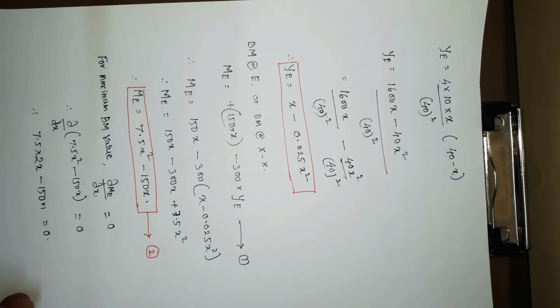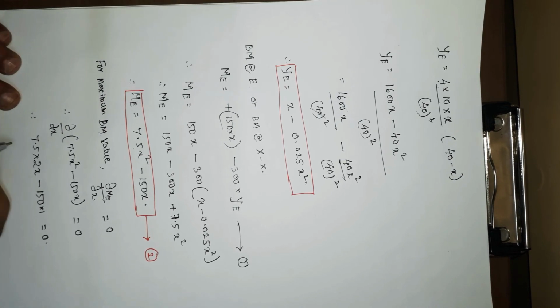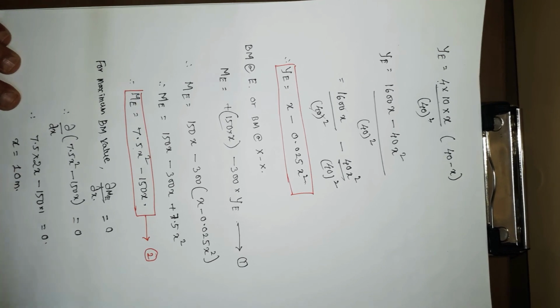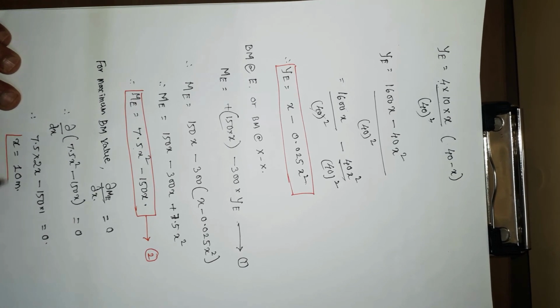Then from this we can get x is equal to 10 meter. So x is equal to 10 meter. So what is this x? This is nothing but at a distance of 10 meter from support B, there is a maximum negative bending moment. Then what is the value of the negative bending moment? We're going to see.